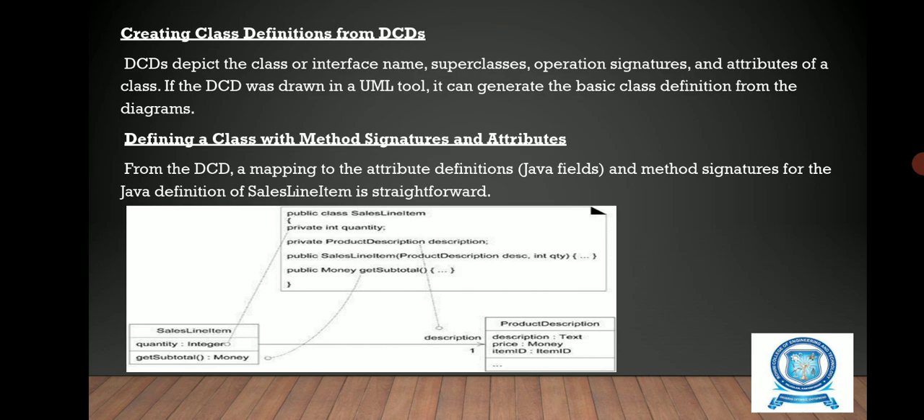The DCDs depict the class or interface name, superclasses, operation signatures and attributes of a class. If the design class diagram was drawn in a UML tool, it can generate the base class definition from the diagrams. Defining a class with the method signatures and attributes from the DCD, a mapping to the attribute definition, that is Java fields, and method signatures for the Java definition of SalesItem is straightforward. This is a diagram which shows the mapping of these codes.